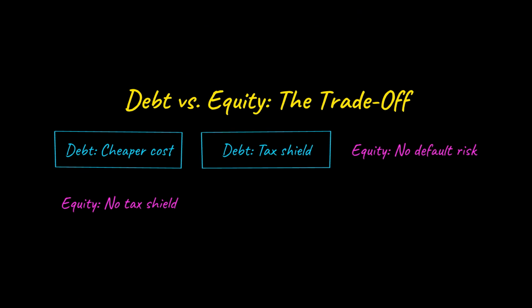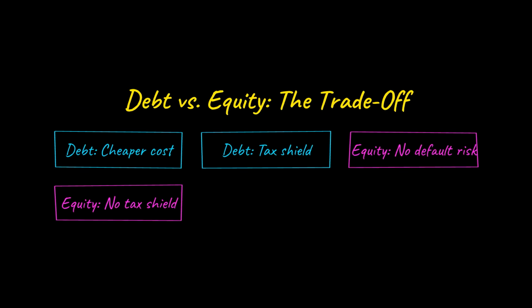The ratio exists because debt and equity carry fundamentally different costs and risks. Debt is cheaper and generates a tax shield on interest payments, but it creates fixed obligations the firm must meet. Equity avoids default risk but is more expensive and offers no tax benefit. The debt-to-equity ratio captures exactly where a firm sits between these two forces.